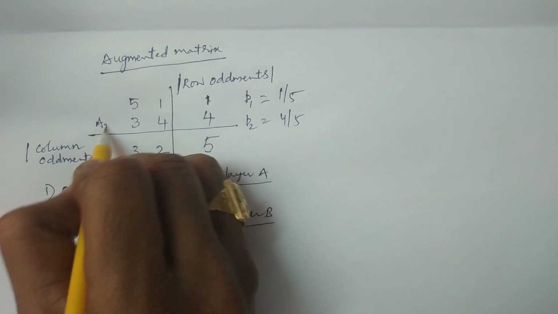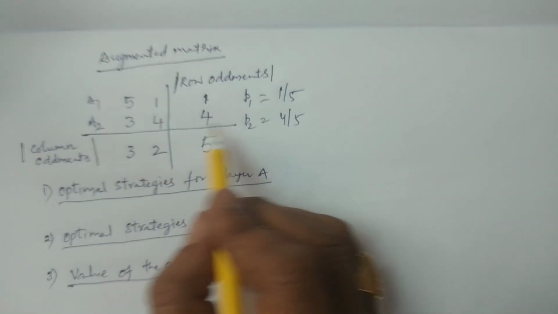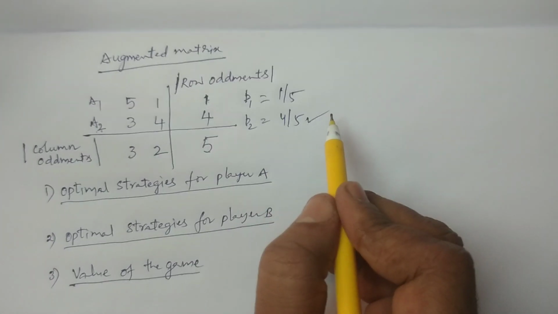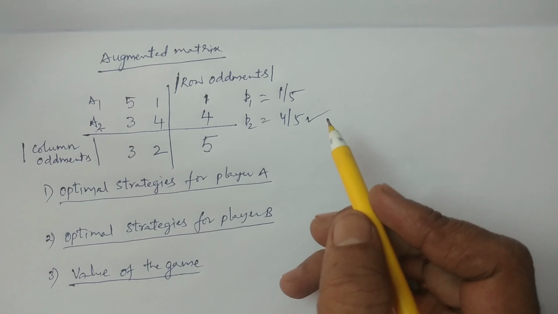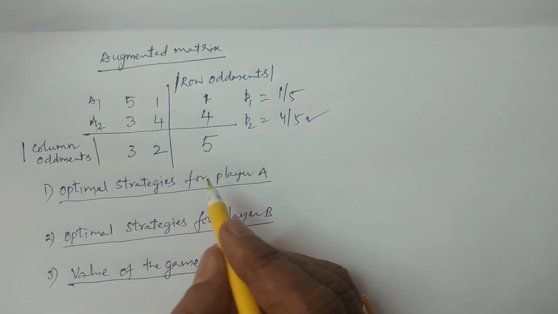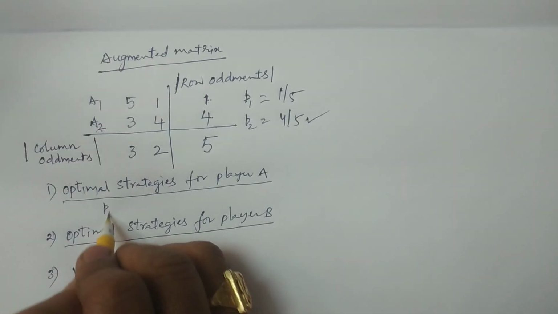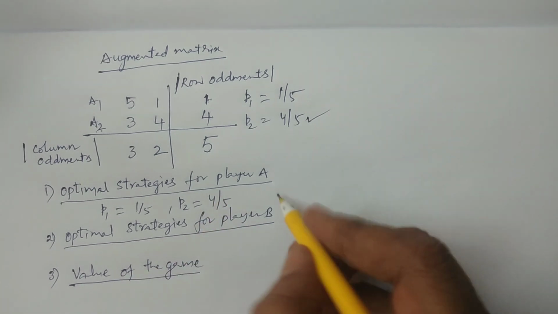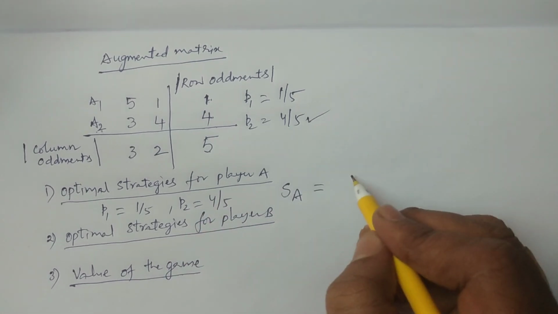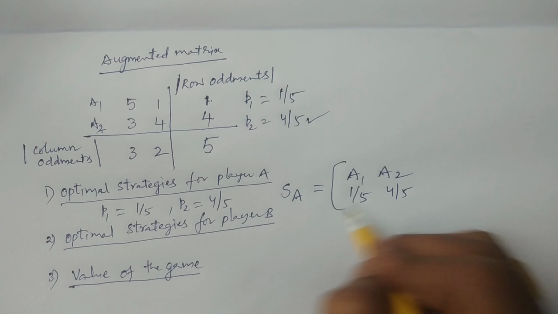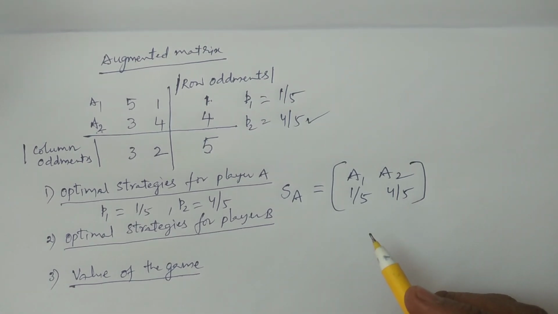For example, if you write A1, A2 here, the chance of selecting the strategy A2 of player A will be more. That is what oddments express. So our row oddments are expressed as fractions of the total, which gives you the optimal strategies for player A and player B. So P1 is equal to 1/5 and P2 is equal to 4/5, which means the optimal strategy of player A, SA, is A1, A2 with 1 by 5 and 4 by 5. Clear? This is the way to calculate the optimal strategies for player A.